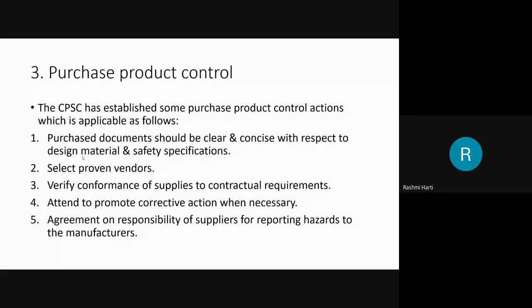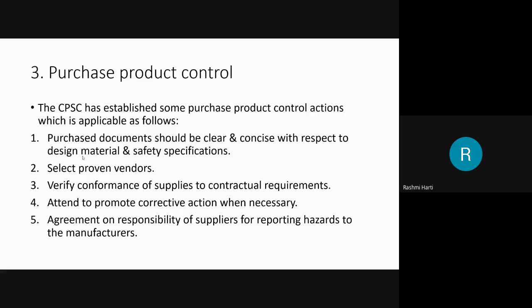Then purchase product control. The CPSC has established some purchase product control actions, which are as follows. First, the purchase document should be very clear and concise with respect to the design, material, and safety specifications. How the material is designed, and what safety precautions have to be taken, have to be documented. The purchase document should include it.